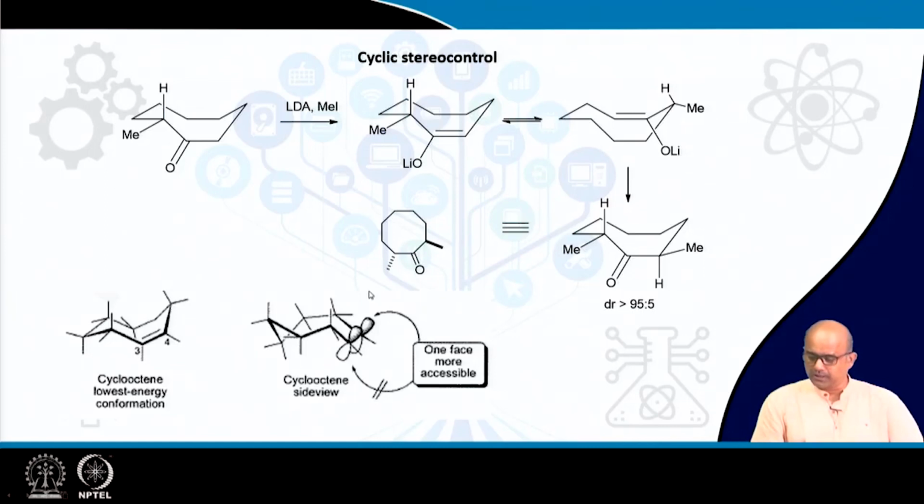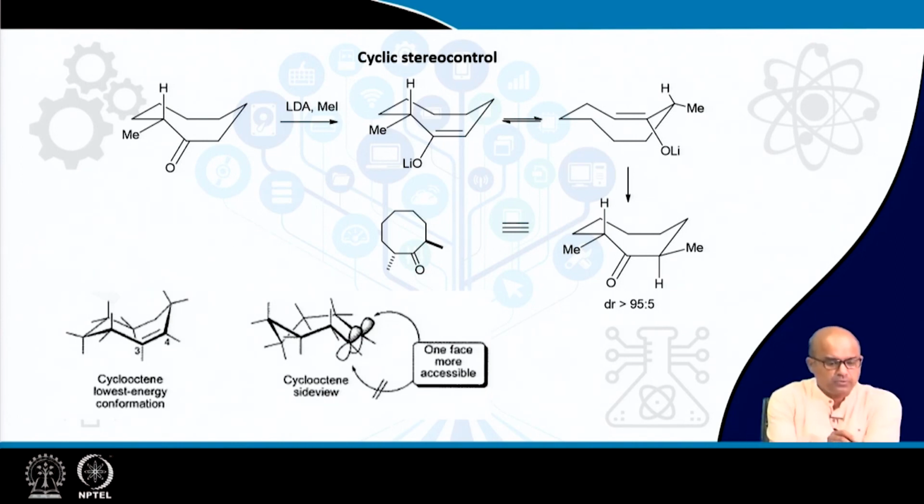Last class we talked about stereo control in cyclohexanone as well as substituted cyclohexanone, how you can control the enolate alkylation stereochemistry with the help of an existing stereo center, and we said that a ring system like cyclohexanone has its own conformational bias, and based on that conformational bias you can have a predictive model. Now, let us talk about a little bit of higher order cycloalkanones like cyclooctanones.